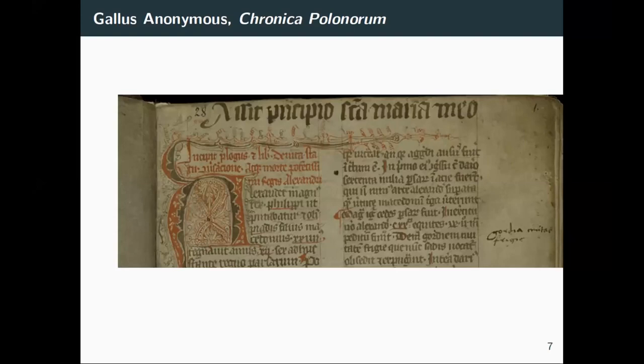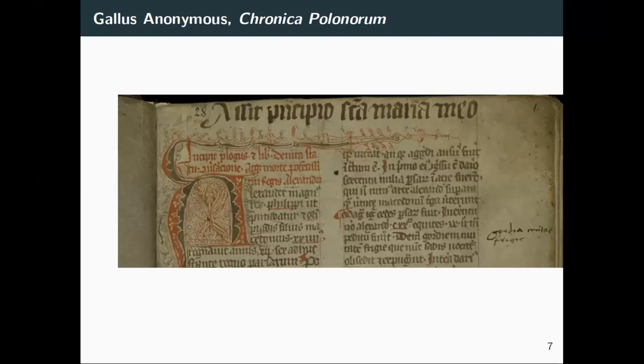The only problem here is that the author is anonymous, and it has been hypothesized back in the 16th century that he must have been from Gaul, from France, from Ireland perhaps, a Gaul broadly speaking. Therefore, Gallus Anonymus is the name that has been used in history for many centuries. And back in the 19th century, there was another hypothesis that the guy must have been from Hungary.